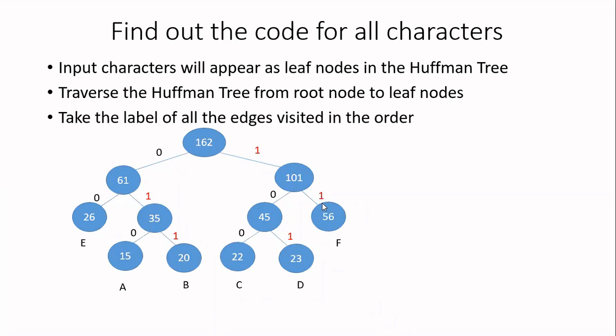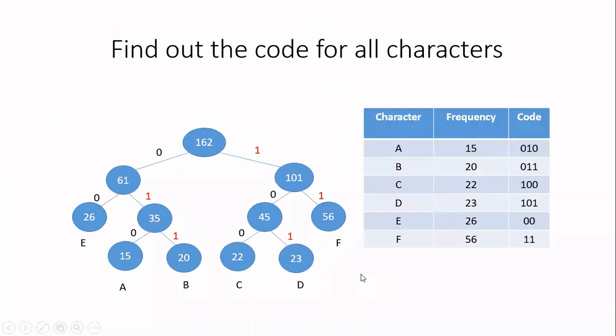Every time when you assign the code to the character, you have to start only with the root node. Don't start in the root node of any subtree. Start with the root node of the entire tree. Now we got the code for all the different characters. So now let us write the codes in the form of a table. So now I started with the characters along with the frequencies. Then I constructed the Huffman tree. After that, I traversed the entire tree. I got the code for different characters.